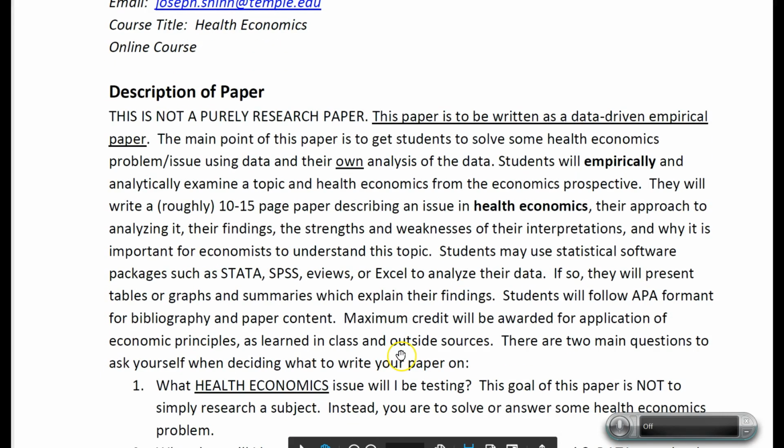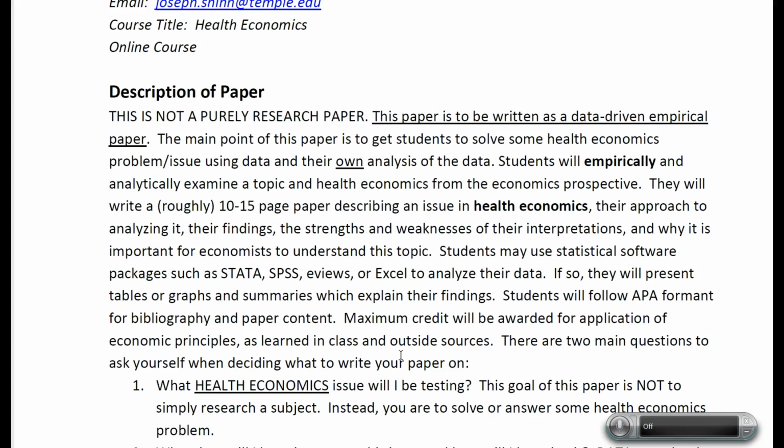So the biggest thing to note about this paper is that it's not a purely research paper. What that means is that your job is not to research a topic but to test some hypothesis, test some theory. In order to do that, you need to use data. The one thing you're going to hear me say time and time again throughout the semester is that this is a data-driven empirical paper.